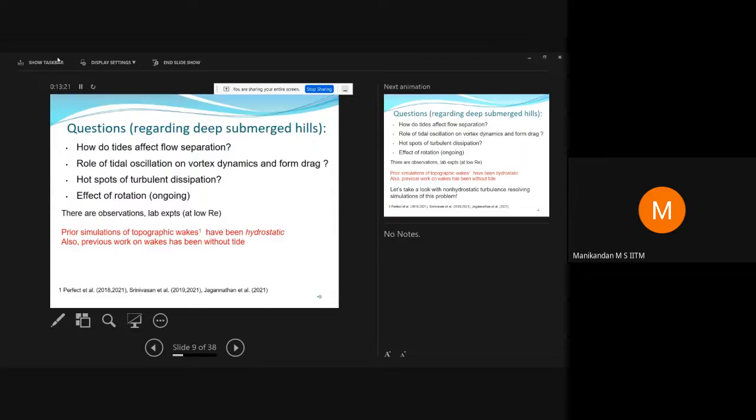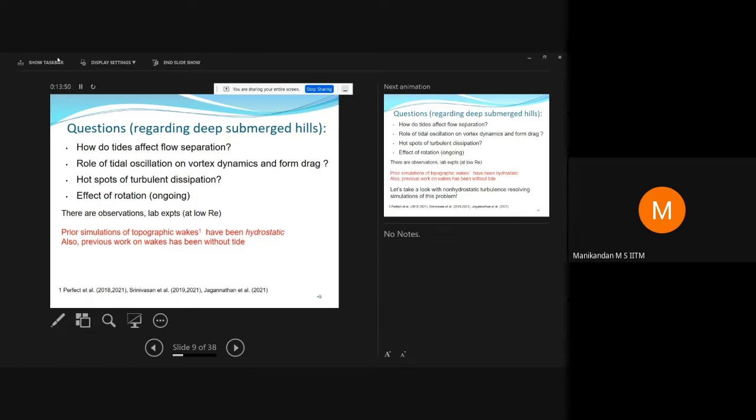So what are the questions regarding wakes of islands? One is how you have a current that separates off the island, and then you have an oscillation. So how do the tides affect those separations? What is the role of the tidal separation on vortex dynamics and the form drag? There is turbulence. We are interested in oceanic turbulence. So turbulent dissipation: in this particular flow, where do you have strong turbulence that drives ocean mixing?